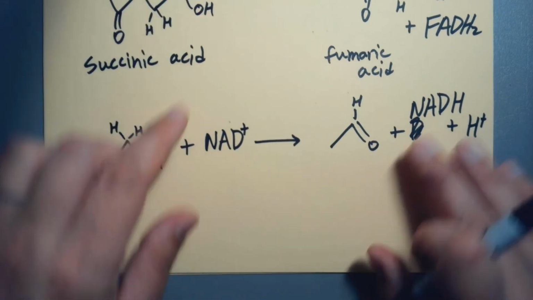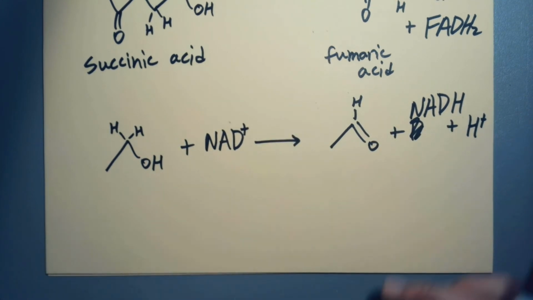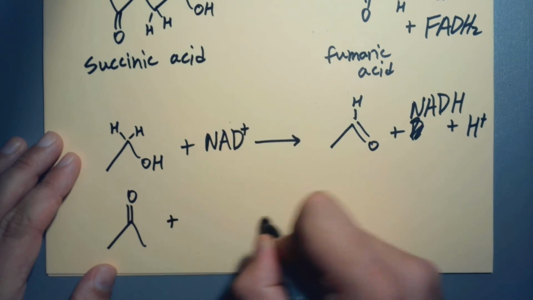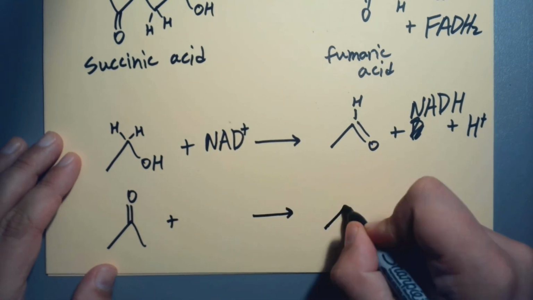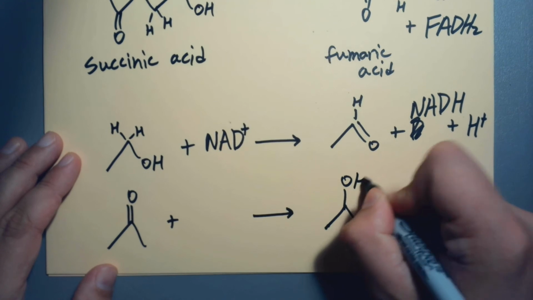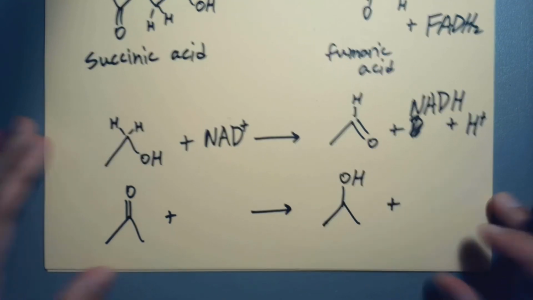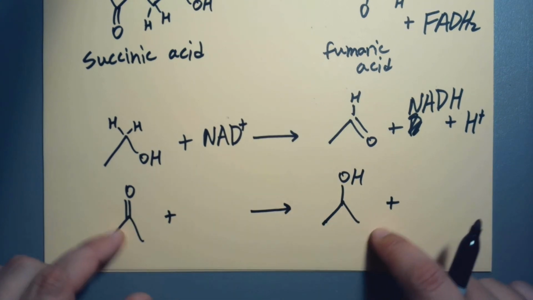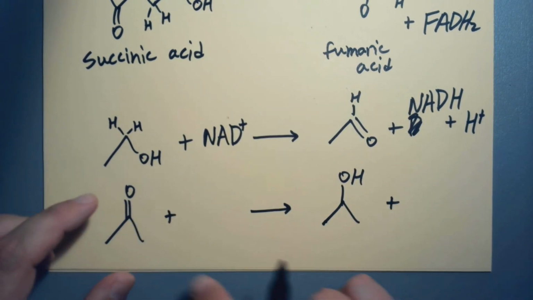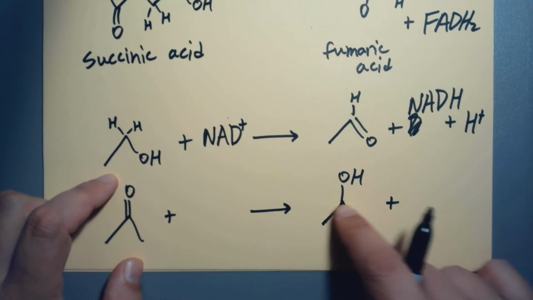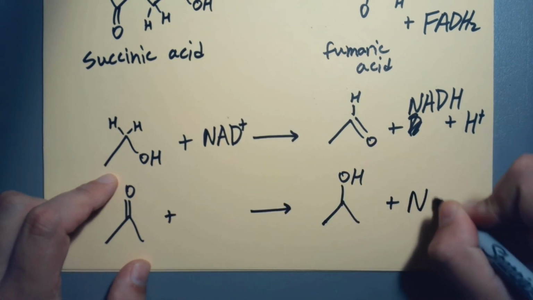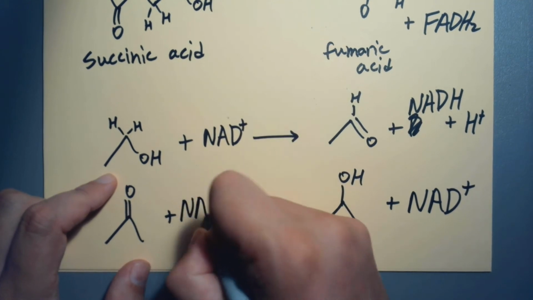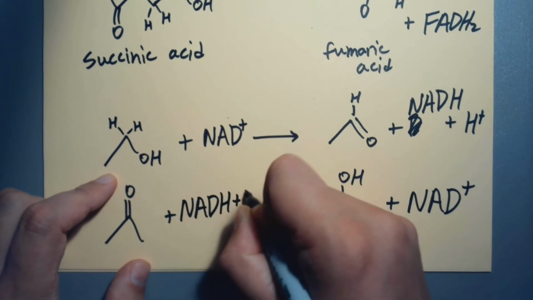Alright, but what if we're doing a reduction? What do we do there? We'll just flip these guys. That's all we do. So let's say we have something like this, plus whatever, gives me an alcohol and something. What do we do? Well, I'm changing the number of carbon-oxygen bonds, so NAD plus is going to show up somewhere, but I'm doing a reduction, so I'm doing the opposite. So that means that NAD plus is going to be over here. And so this is where I have my NADH and H plus.